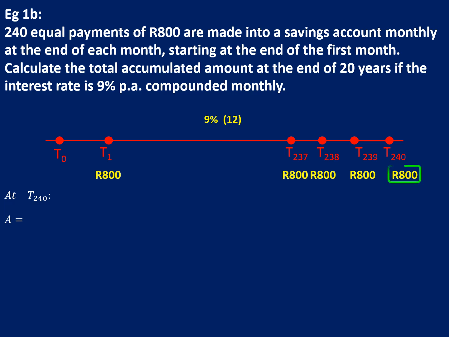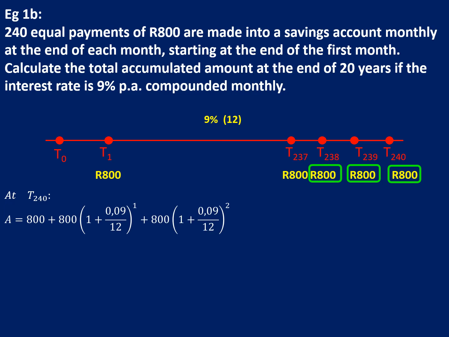that last 800 Rand is actually not going to earn any interest. The deposit is going into the bank, and then we want the balance on the account. So that 800 Rand is not earning any interest. If I look at the second last payment though, it's going to earn interest for 1 month. So I'll add that to my investment. The third one is going to earn interest for 2 months. So I'll add that one. The next one will earn interest for 3 months. The next one 4, etc., etc.